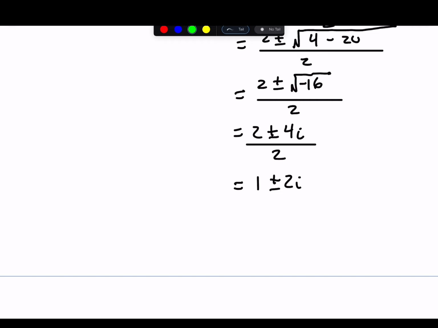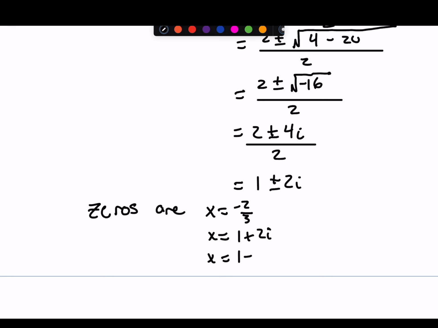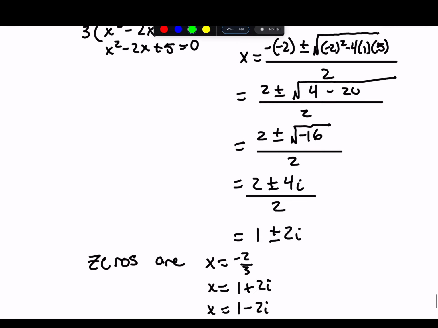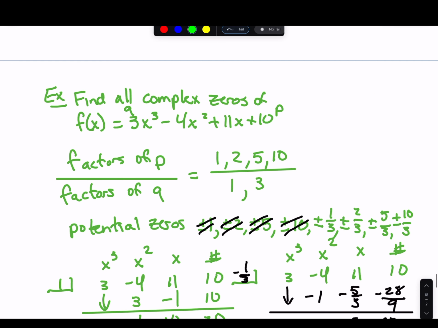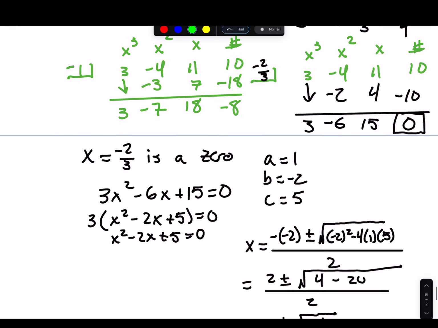Our zeros are x equals negative 2/3, x equals 1 plus 2i, and x equals 1 minus 2i. Now, something else to note is that this is our only x-intercept. Again, it will only cross once. Now, we could plug into our original equation, which was this guy, and we can find our y-intercept if we were trying to graph it.